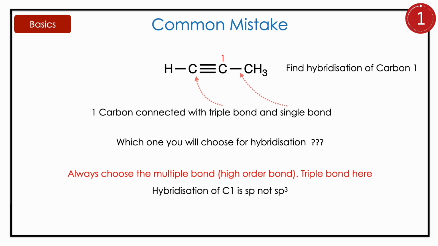Here, to find the hybridization, there may be a common mistake. Suppose you have to find the hybridization of carbon 1. Here carbon 1 is connected with a triple bond and a single bond, but you should always choose the higher bond order. So only the triple bond. Triple bond means sp hybridization. So you should know the concept that you should choose the higher bond order of carbon.